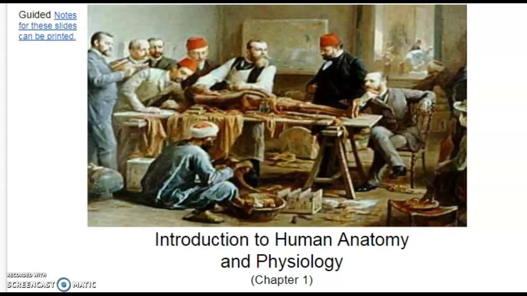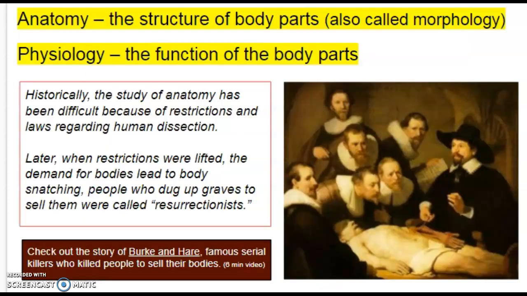The first set of notes we're going to talk about today is just an introduction to anatomy and physiology. To start out, we're going to talk about the difference between anatomy and physiology. Anatomy is the actual structure of the body parts. You could take a class in college, it's anatomy, and it's just memorizing all the bones, the muscles, and just the structure. Now physiology is the actual function and how these work.